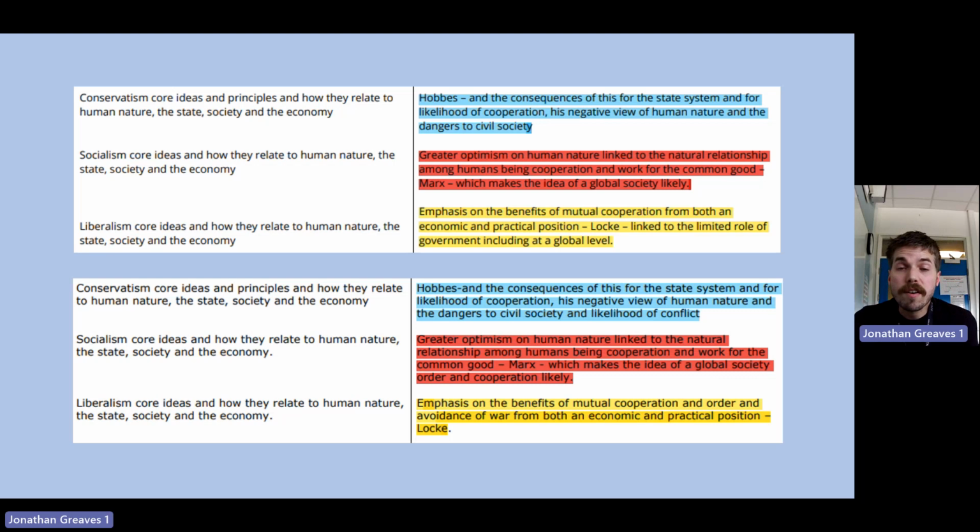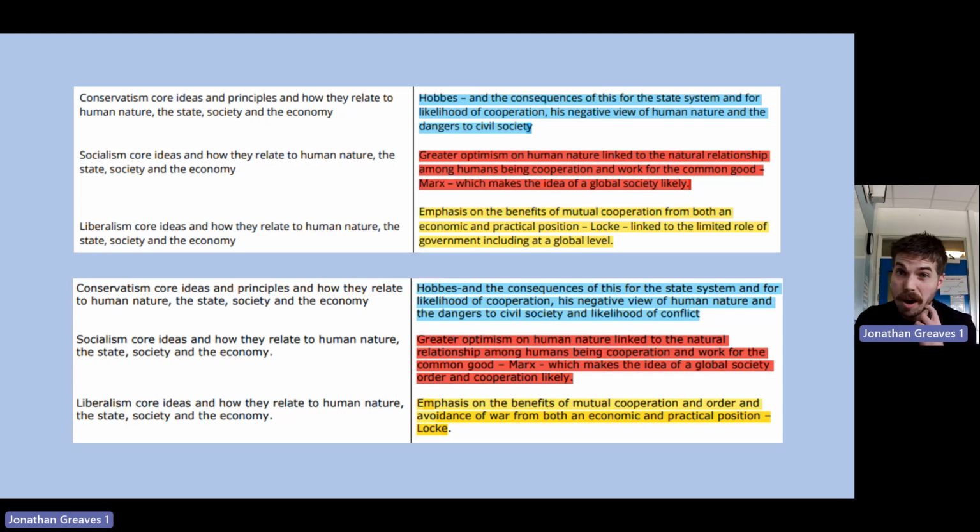In yellow, you can see a very similar thing for Locke. Emphasis on the benefits of mutual cooperation from both an economic and practical position, Locke, linked to the limited role of the government, including at a global level. And then the one underneath, emphasis on the benefits of mutual cooperation and order and avoidance of war from both an economic and practical position, Locke. So you can see that all of the mark schemes, and you can check for yourself, all of them talk about Hobbes, all of them talk about Locke.